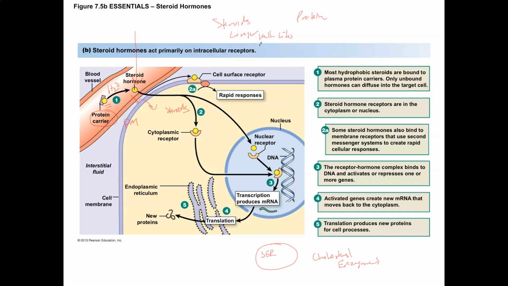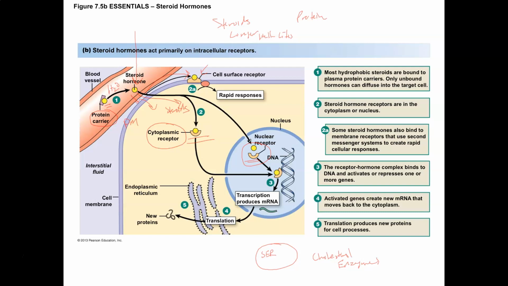That doesn't mean that steroids can't bind to other receptors. You might notice on this diagram that the steroid can bind to a receptor that's in the plasma membrane. We'll come back to that idea. But most steroids are going to enter into the target cells, and they're going to bind to receptors that are either found within the cytoplasm or within the nucleus. And so this is going to be the beginning of our cellular mechanism of action.